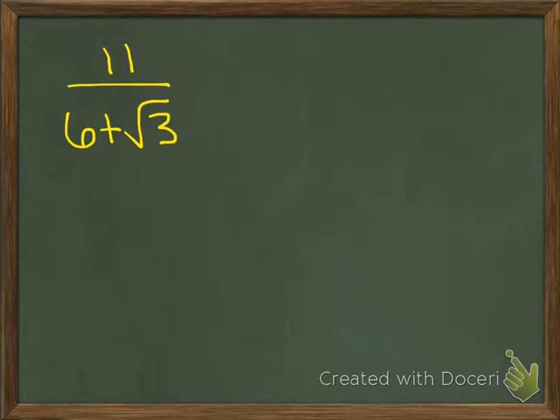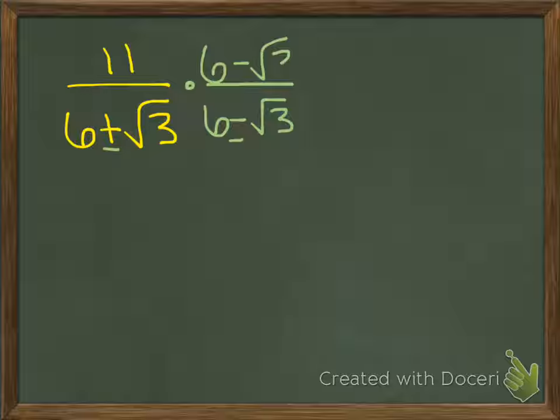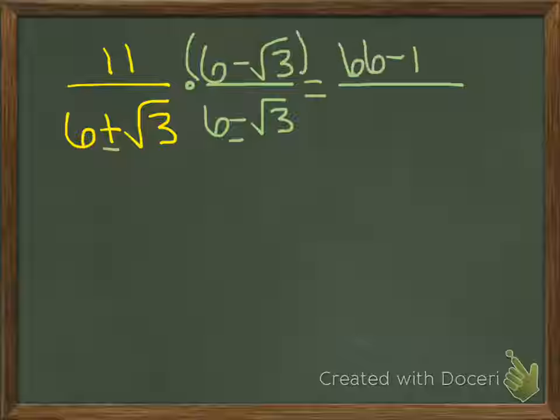Take a look at our second example. Again, we're going to multiply by the conjugate of the denominator, which in this case would be 6 minus the square root of 3, differing only by the sign of the second term. Do it to the denominator means you do the same thing to the numerator. So the numerator we're going to distribute. 11 times 6 gives us 66, and 11 times the square root of 3 gives us 11 square root of 3. The denominator will FOIL.